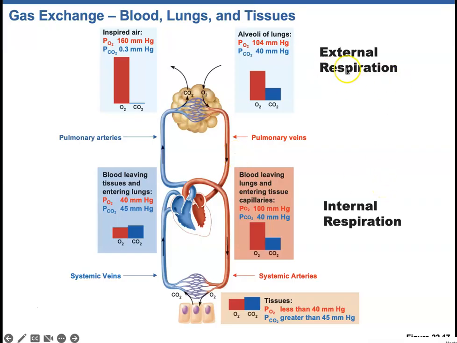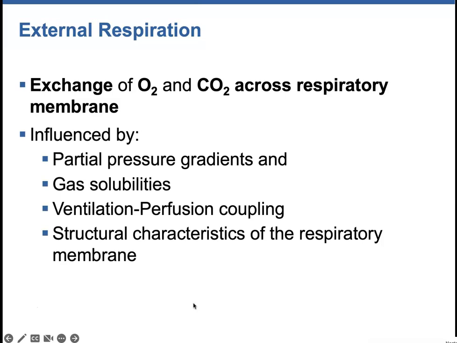So again, remember that external respiration happens at the capillary level, between the blood and the alveoli, and internal respiration happens at the tissue level, from the blood to the tissues, and then from the tissues back into the blood. So our exchange of gases is going to happen through the membrane formed by the respiratory membrane, which is the alveoli, and the capillary membrane.